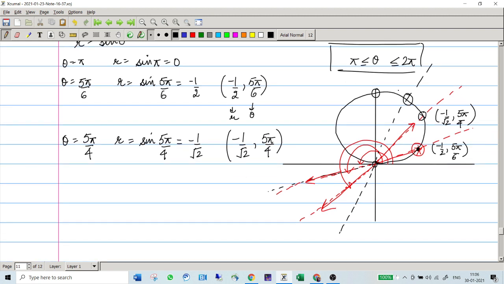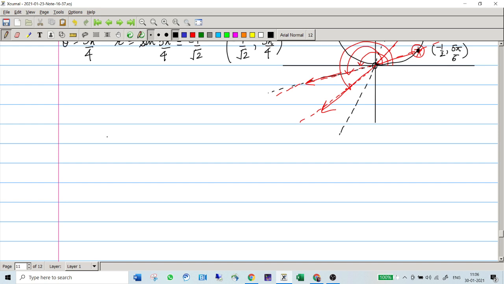Collecting all the discussion, we have got that whenever theta is between 0 and pi, we get a circle, and even if theta happens to be pi to 2 pi, or again 2 pi to 3 pi, and so on, we are going to get the same circle again.